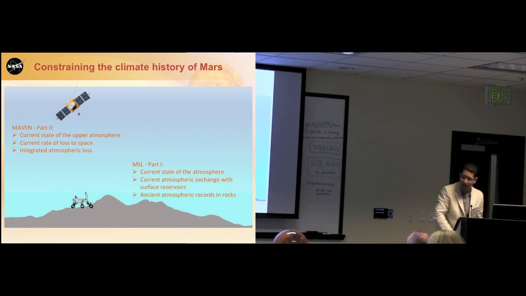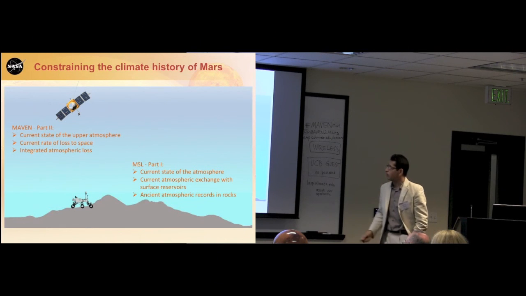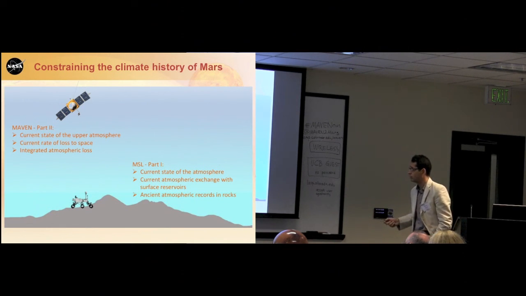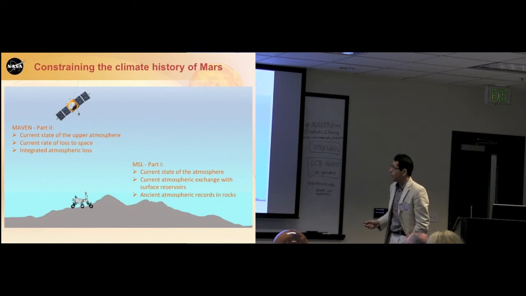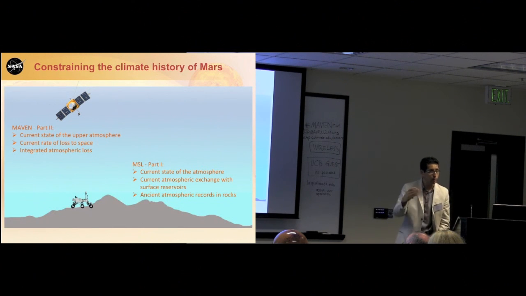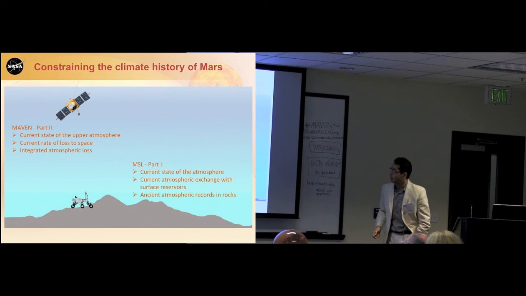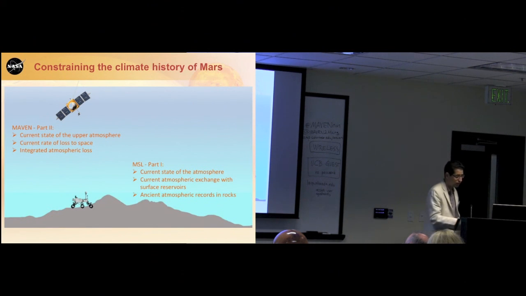So here comes MAVEN. MAVEN will look at trying to answer three questions that are complementary to what MSL is doing. The current state of the upper atmosphere, as you know MSL is looking at the lower atmosphere. The current rate of loss to space, since now it's confirmed that this is probably the dominant escape mechanism, and try to derive the integrated atmospheric loss.